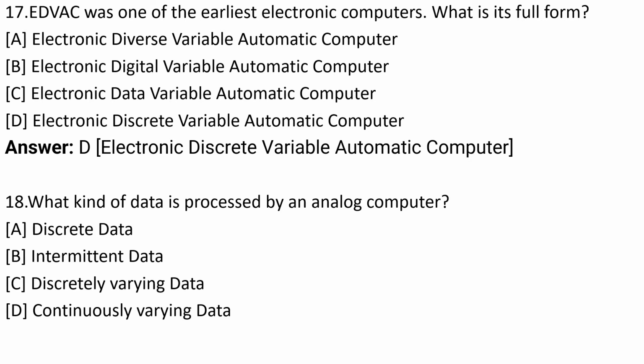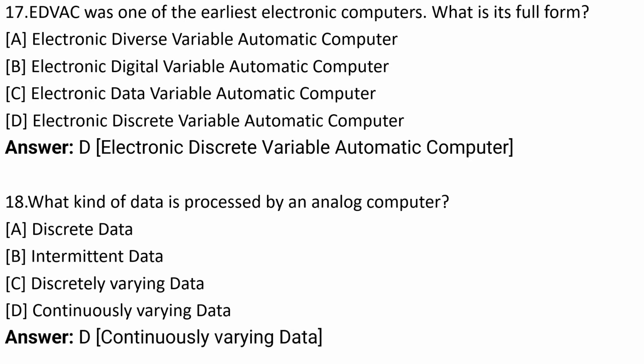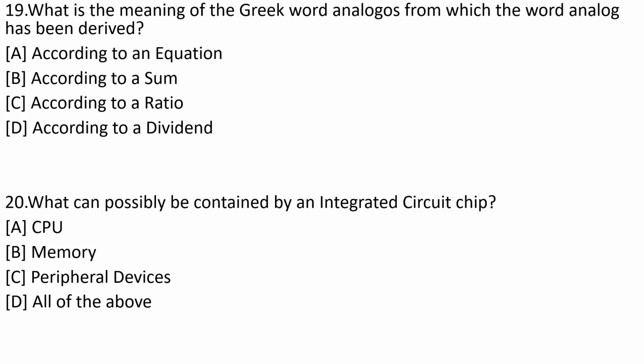Question number 18. What kind of data is processed by an analog computer? Option A, discrete data. Option B, intermittent data. Option C, discretely varying data. Option D, continuously varying data. And the answer is option D, continuously varying data.